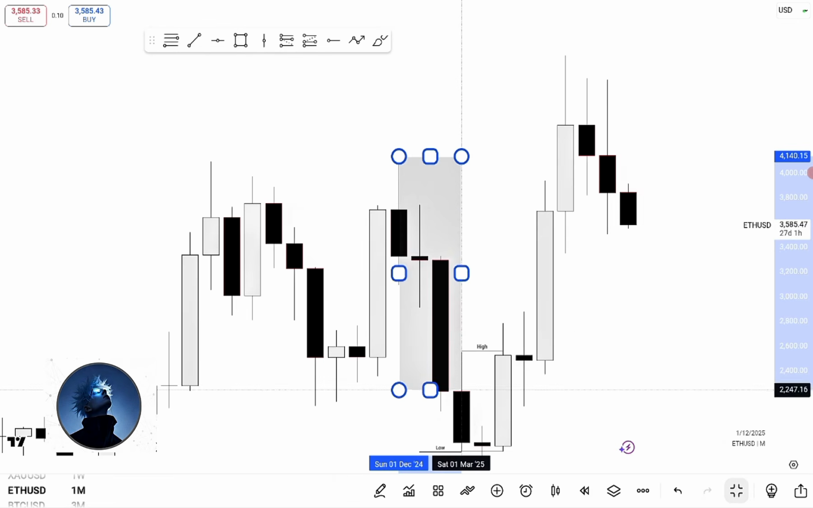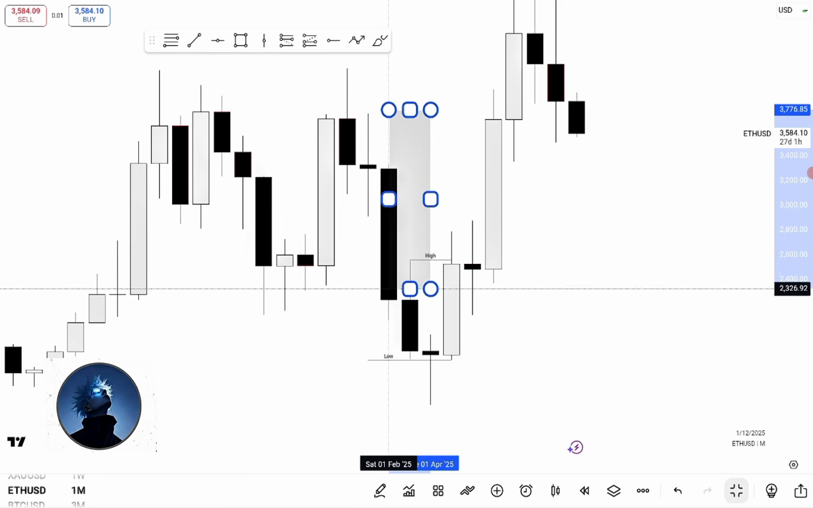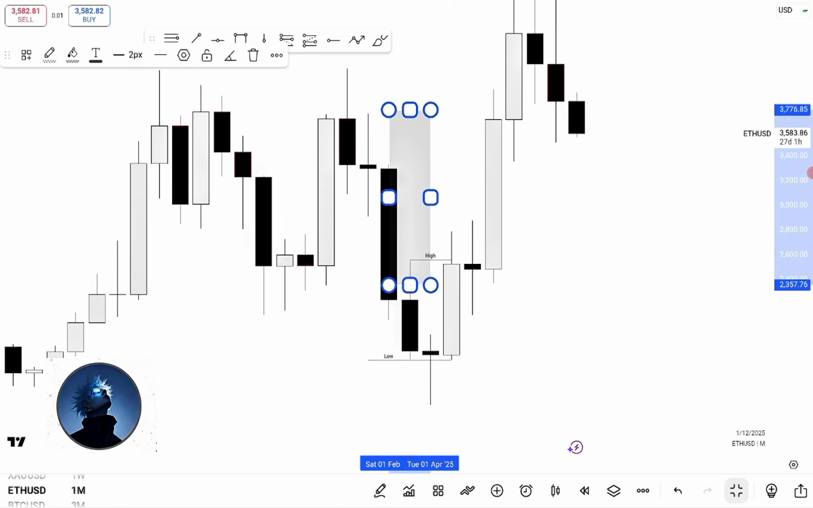Candle C delivered a lower price all the way down to the low of candle A. So the highs and the lows are simply your guide.